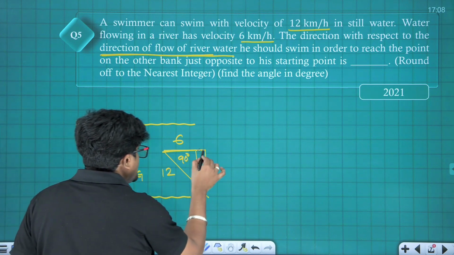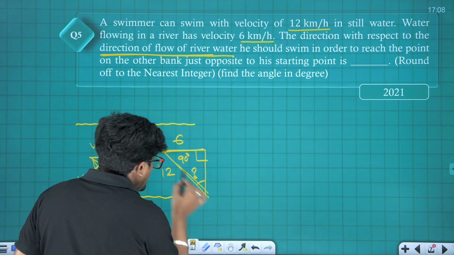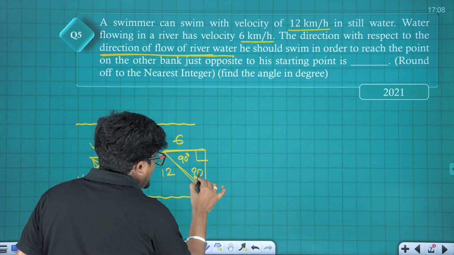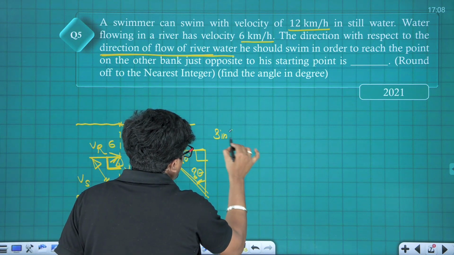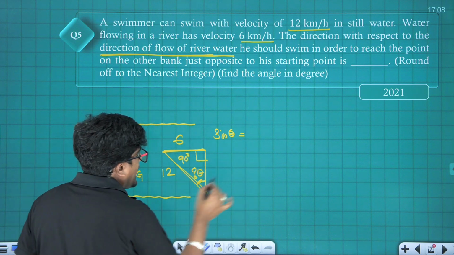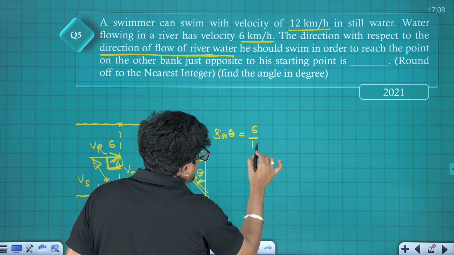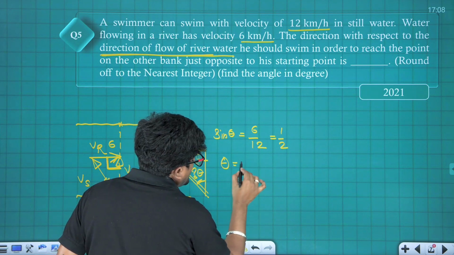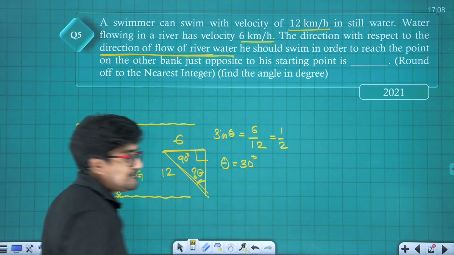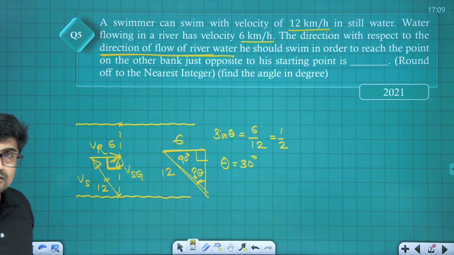So of course here this is 6, here this is 12. So this angle, if I consider it as theta, sine of theta, that is perpendicular by hypotenuse, that is 6 by 12, that is going to be 1 by 2. So it's clear theta is equal to what? 30 degree. Theta is going to be 30 degree.